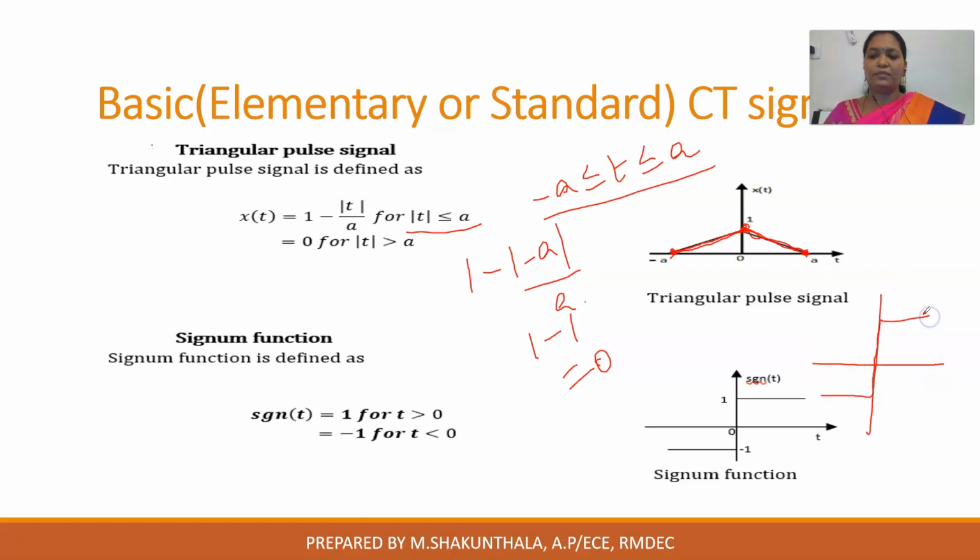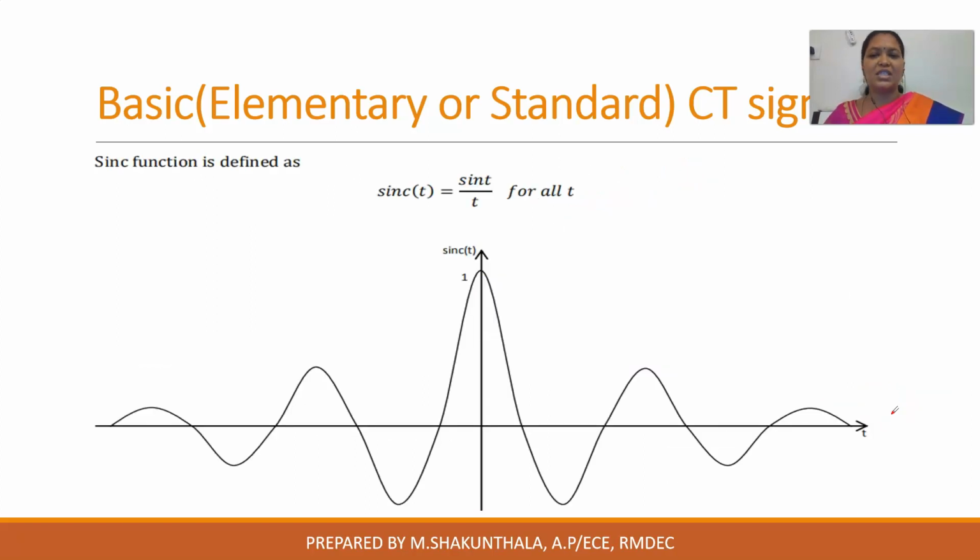Sinc function. The sinc function is generally given by the equation sin t by t. Just for your understanding, when t equal to 0, what happens? You will get sin 0 by 0. Sin 0 is 0, and 0 by 0 is indeterminate, so you cannot find the value.